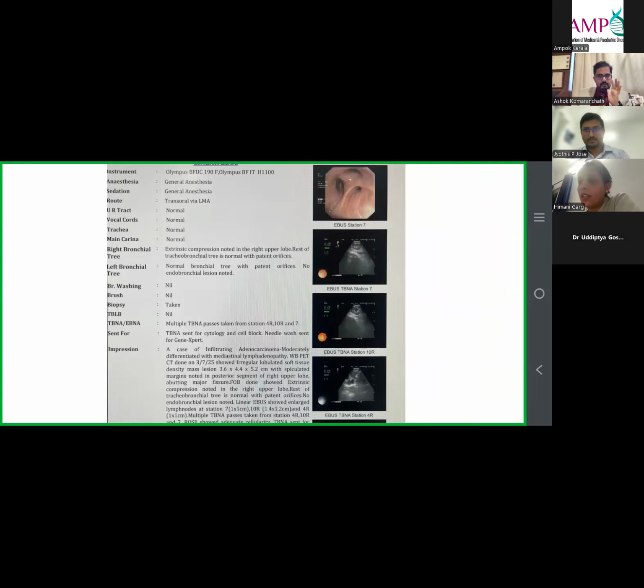Outside they have done, and the report was not available. So that's why we have done the EBUS. Okay. Because you don't require an EBUS once you have a diagnosis from CT guided. Only if you need to stage the mediastinum, we need to go for an EBUS. Yes, sir. Okay. Next.